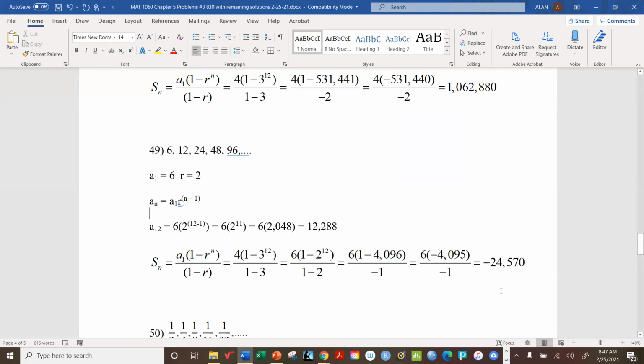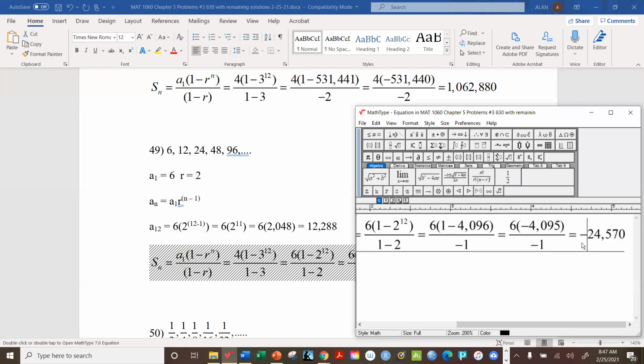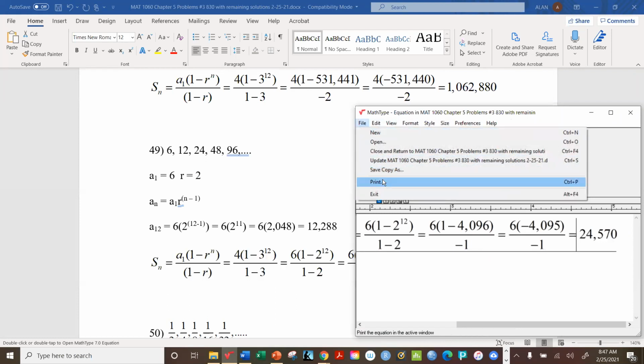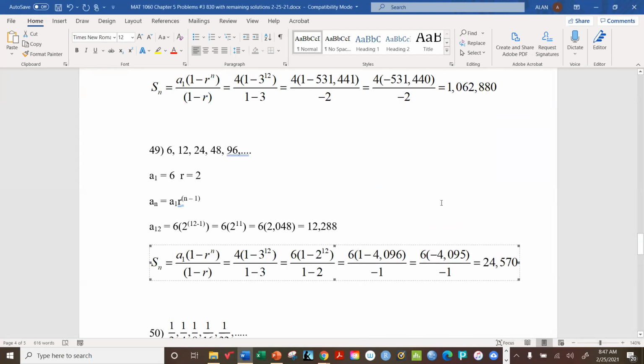All right. Oh, wait, sorry, there's no negative there. My fault. The two negatives drop out. Let me get that out of there. There we go. So yeah, these two negatives cancel each other out. All right, so that one was nice and straightforward.